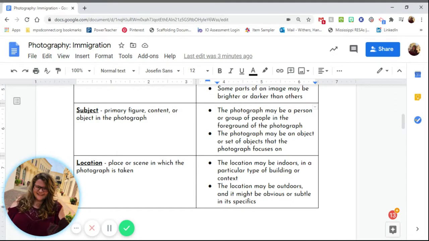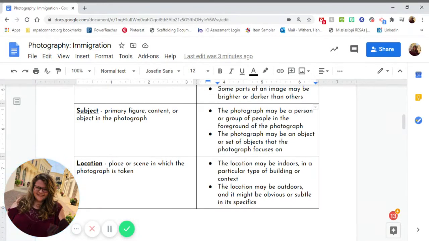If I post a picture of my desk and it's completely empty, but there's a stack of books on it, likely where I want your eye to go is going to be that stack of books, and those books have some significance.